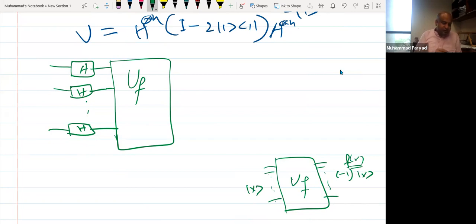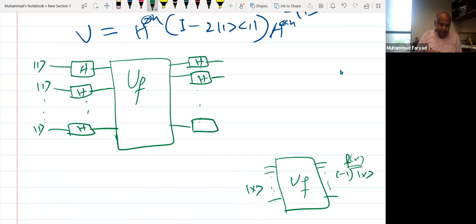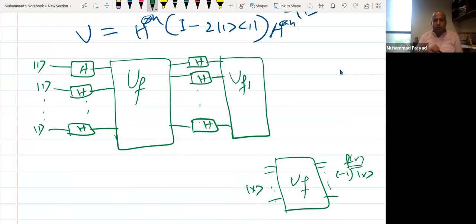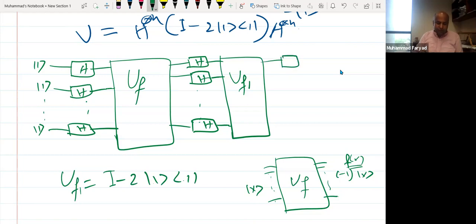So the algorithm is the same as we discussed it with the inputs initialized to zero. And right now we will analyze it if all the inputs are initialized to one. And then we have another Hadamard transform. And then we have another oracle, which this time I'm going to call UF1. When we studied it earlier, we called it UF0. This UF1 is marking one state and not doing anything to any other state. So that's why let's call it UF1. It's a fixed oracle and it's independent of the solution. And then we have Hadamards again.